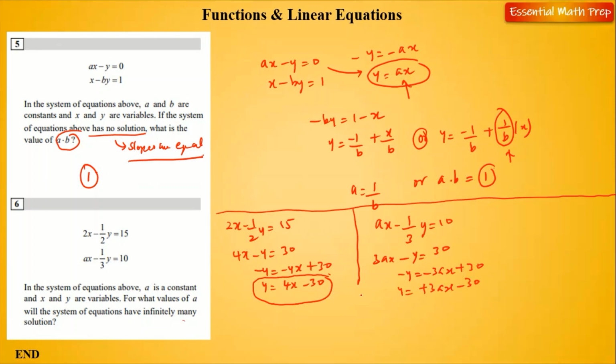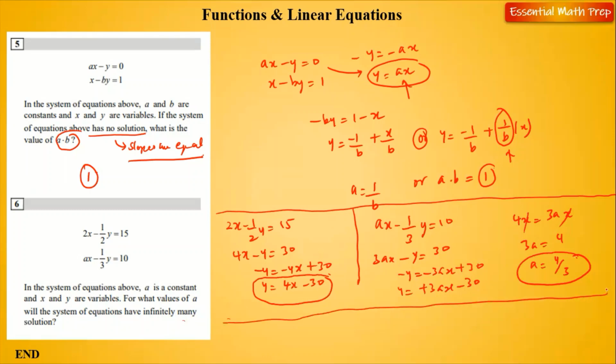Because the two y's are equal, we can say 4x equals 3ax, x cancels out, 3a equals 4, so a equals 4 over 3. So when a equals 4 over 3, the system of equations would have infinitely many solutions. Does that make sense? I know these problems are rather lengthy, but there's no getting away from it.